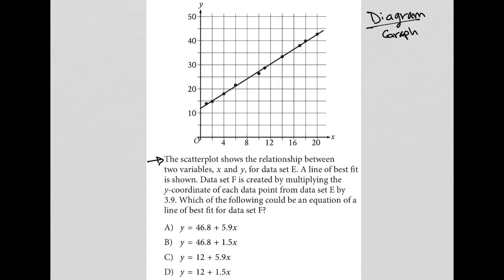Okay, makes sense. Data set F. Okay, so we're introducing a different data set, so I'm just going to label this line as E, right? So this is the information for data set E. Okay, so what do we know about data set F?